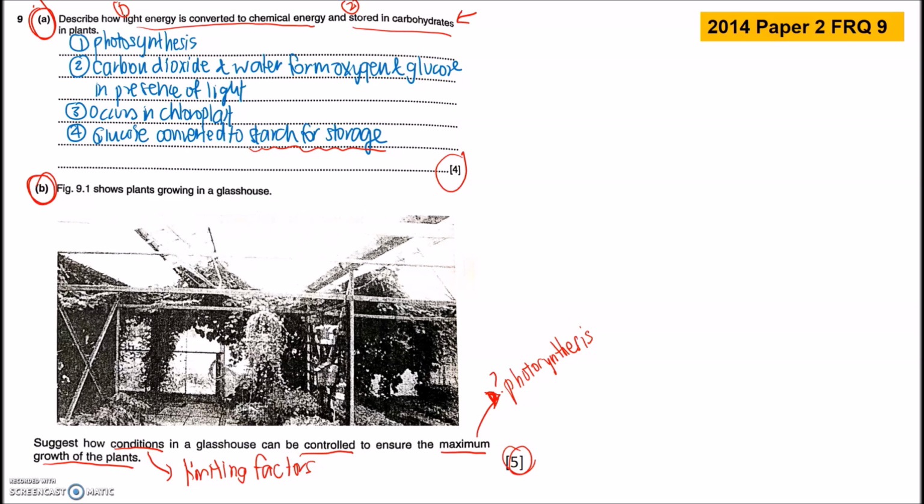Now, many of us will be bursting with ideas, but it's good that we take a systematic approach. Okay, so what I like to do is I'll write down the equation first so I don't miss anything out. So over here we have carbon dioxide plus water in the presence of light and chlorophyll gives us oxygen and glucose. This one I'm sure everyone knows. How do I ensure maximum growth of the plants? We look at this equation.